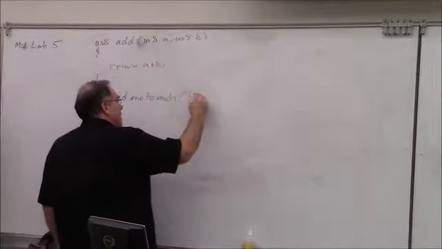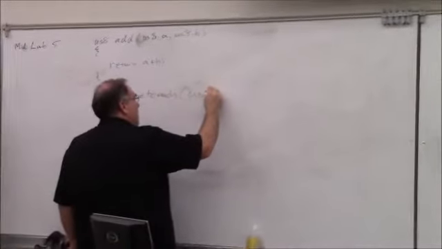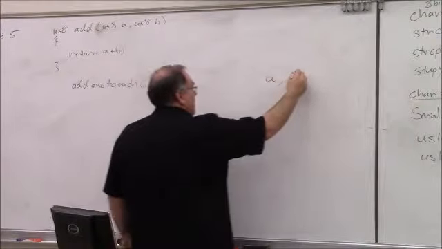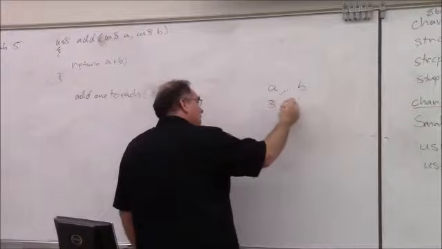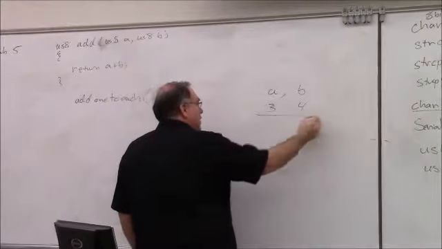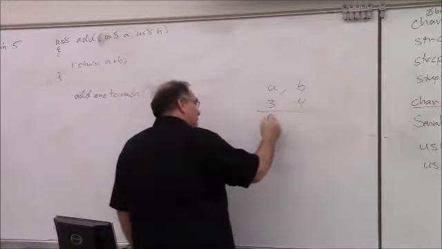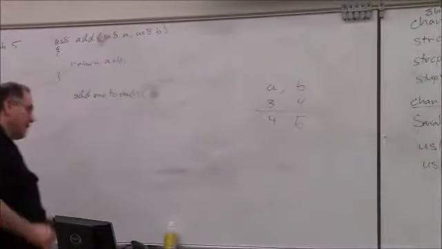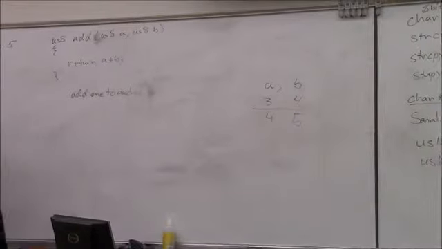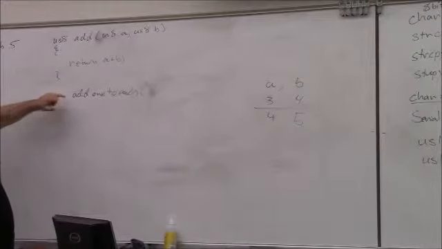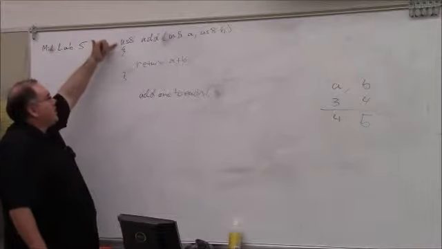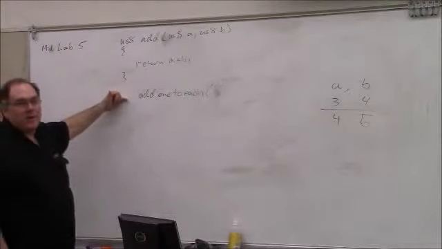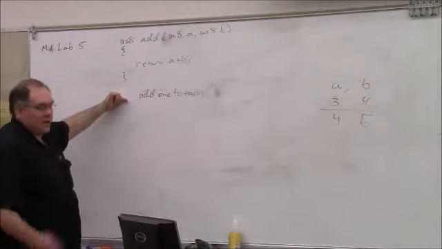And we passed in a and b, and a will have 3 and b will have 4, and after the function call is called, a will have 4 and b will be 5. So if you have one function and a function can return a single value, but you want to change the value of two variables, how would you do that? And the answer is pointers.